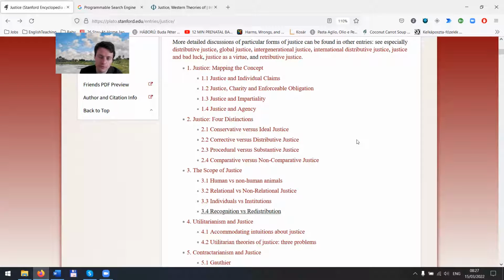Procedural and substantive justice as well. You might think of procedural justice as the way in which people in procedures are conducted. So, for example, a legal case has to be discussed by impartial judges. Everyone should have the right to have a lawyer who is an expert in law and represent their legal interests, and so on and so on. These are procedural questions.